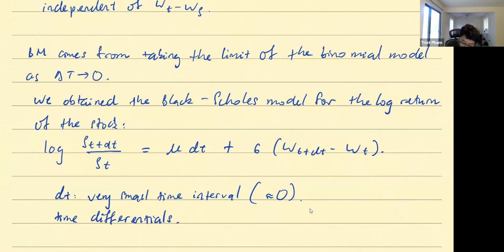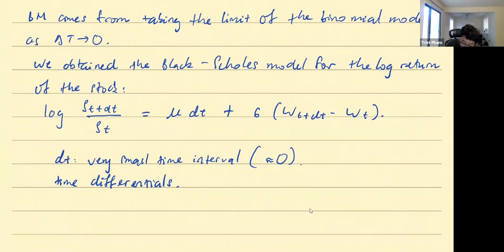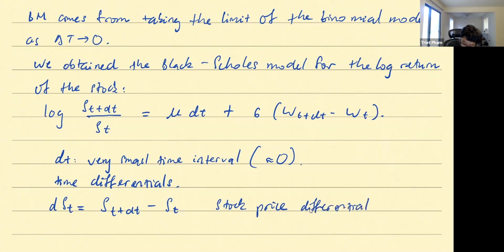This notation will be strange at first, but you always want to keep in mind what it means. This is the change in the stock price as time moves a split second. So this is the stock price differential. Differential means difference, means change. That's all. And then we introduce the notation dW_t, which is the Brownian motion differential.